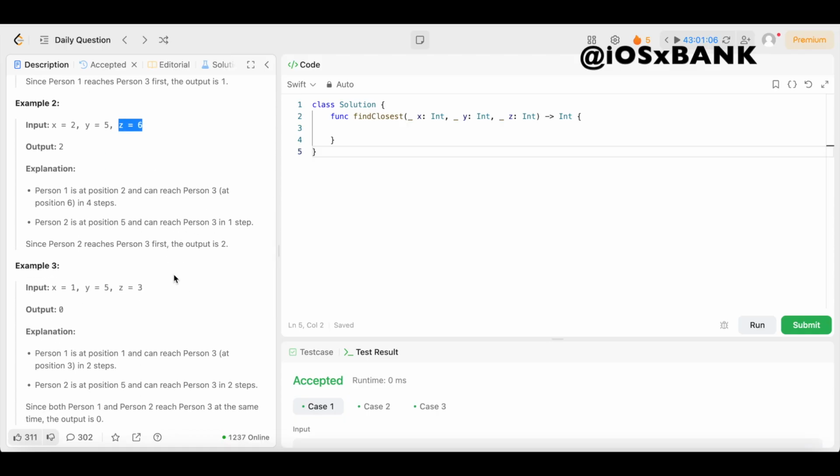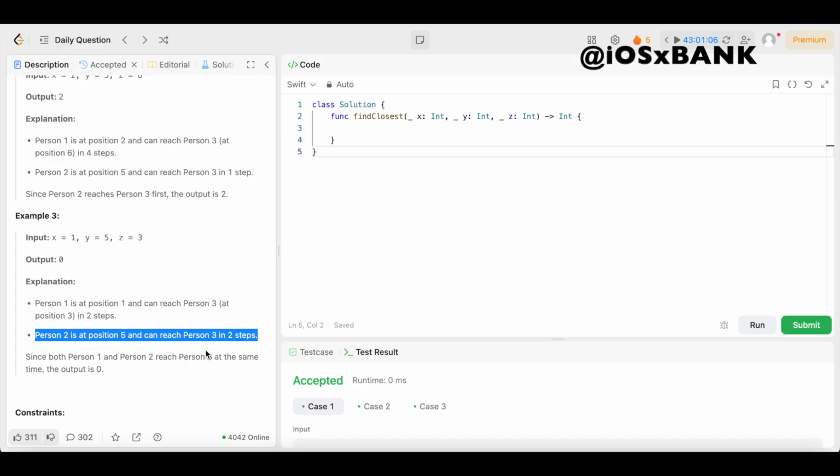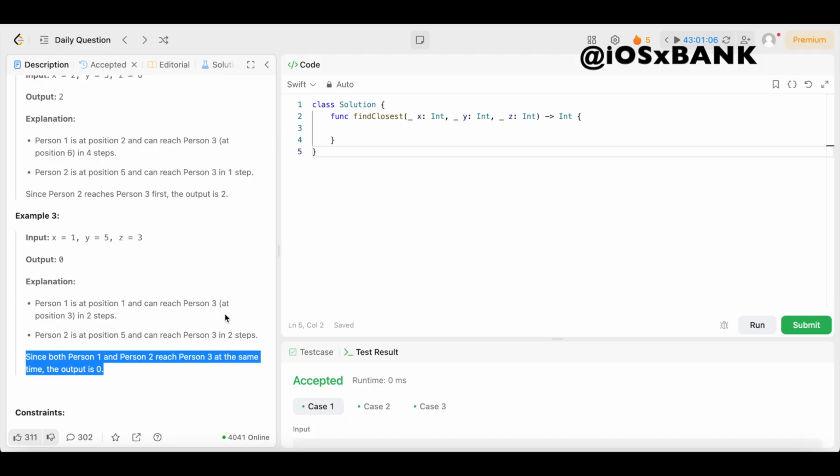So let's take a look at example 3, where they might try to throw a trick question our way where they're both the equal distance from each other. So in this case, input x equals 1, y equals 5, and z equals 3. The output is 0. Explanation says person 1 is at position 1 and can reach person 3 at position 3 in 2 steps. And similarly, person 2 is at position 5 and can reach person 3 in 2 steps. Since both person 1 and person 2 reach person 3 at the same time, the output is 0.